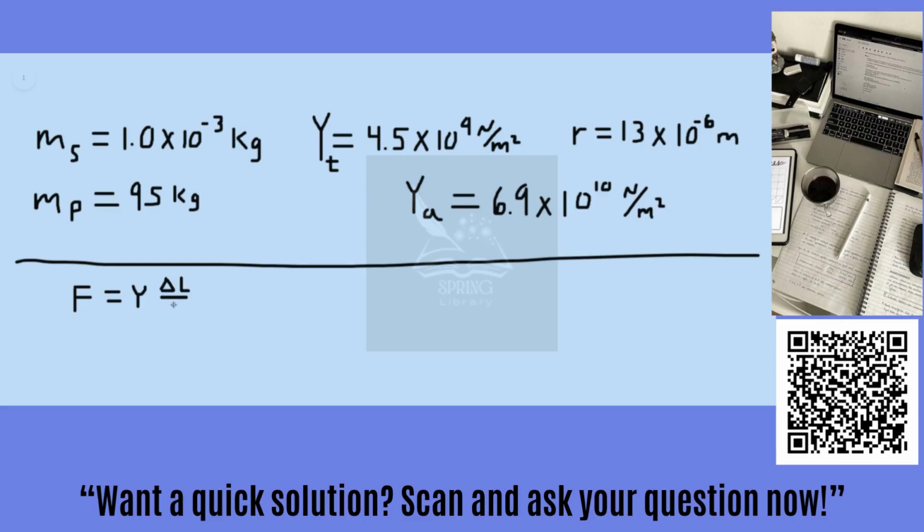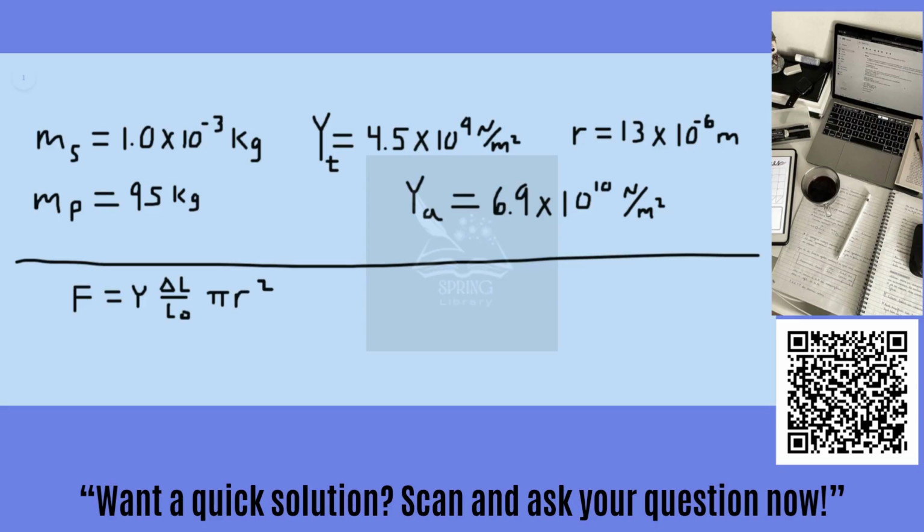Okay, so to do this, we're going to use the equation that says force is equal to the Young's modulus times delta L over L naught. The ratio, delta L to L naught, is the strain that we're wanting to find, multiplied by the area. But the area here is pi times r squared.